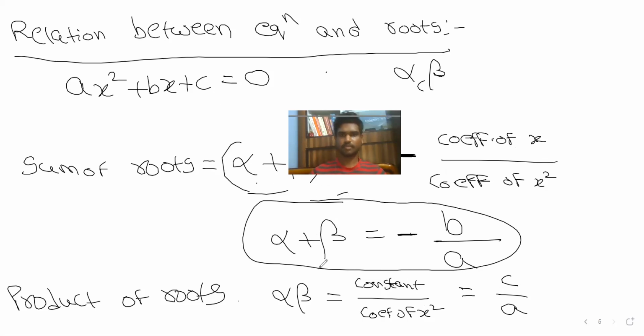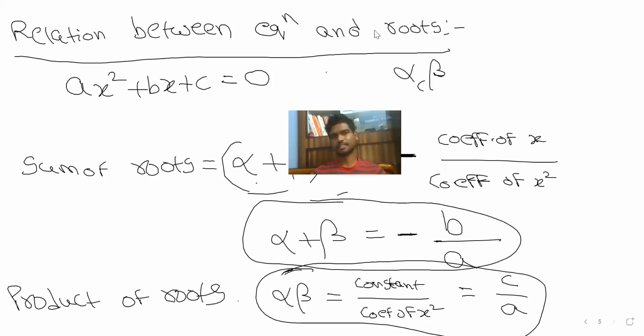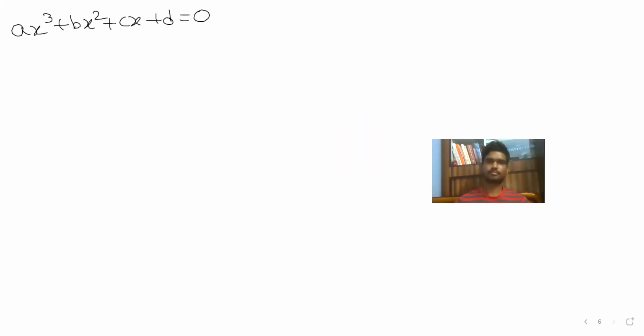So now we got the sum of the roots alpha plus beta as minus b by a, and alpha beta as c by a, right? It's for just degree 2. Now what happens if they give it like this for the cubic polynomial? ax cube plus bx square plus cx plus d equal to 0. Here the roots are alpha, beta, gamma, right? The sum of the roots is simply alpha plus beta plus gamma, right?